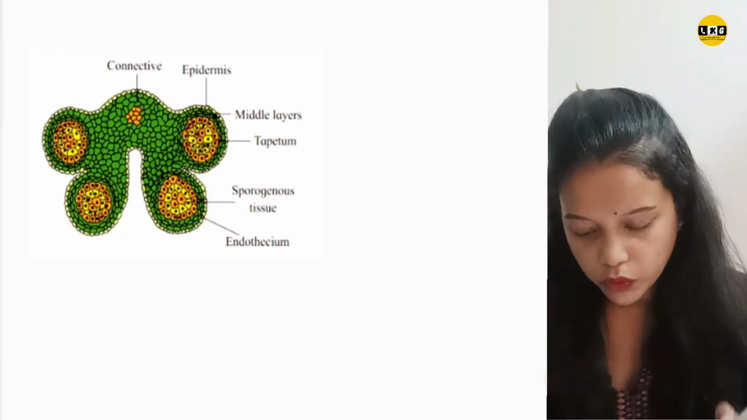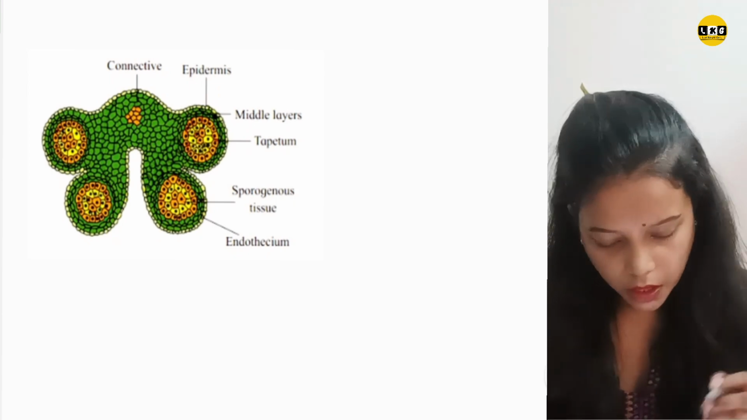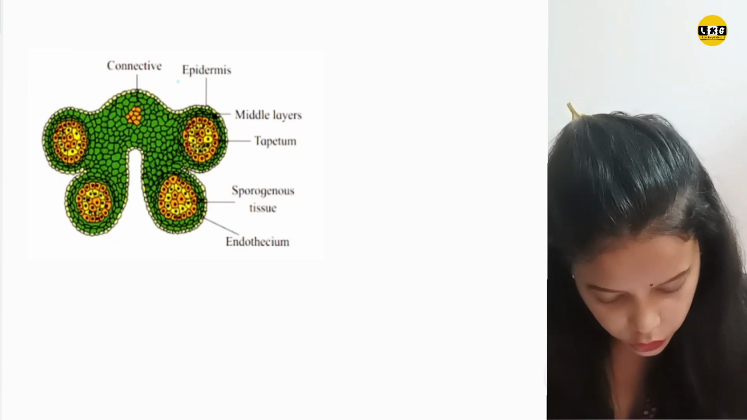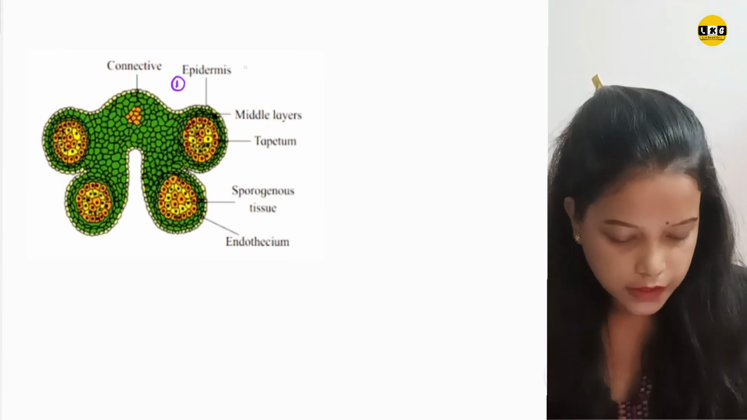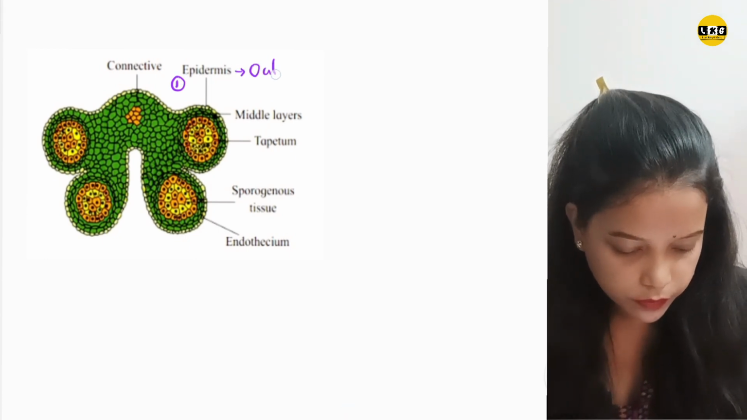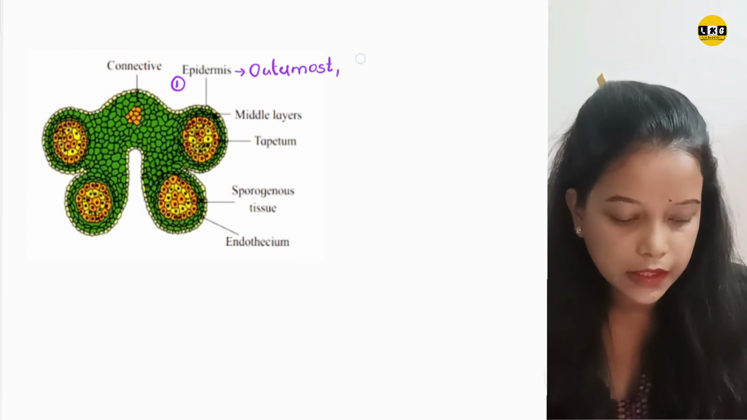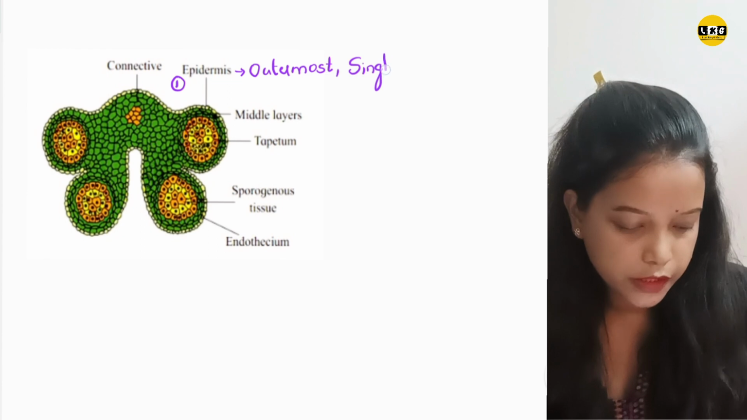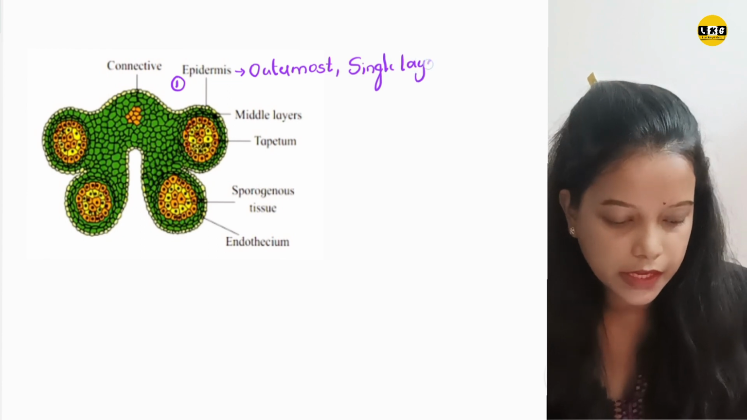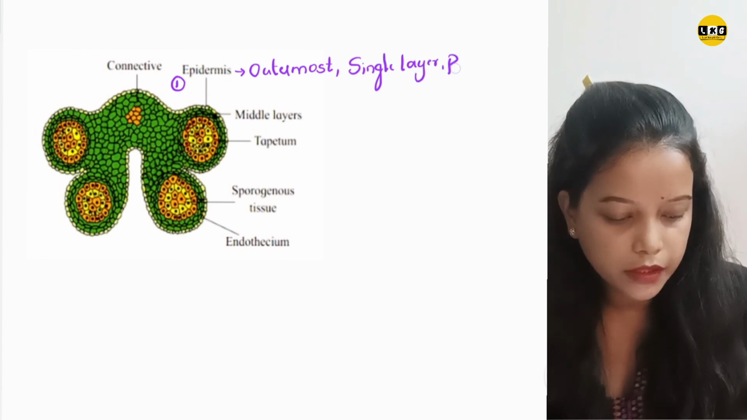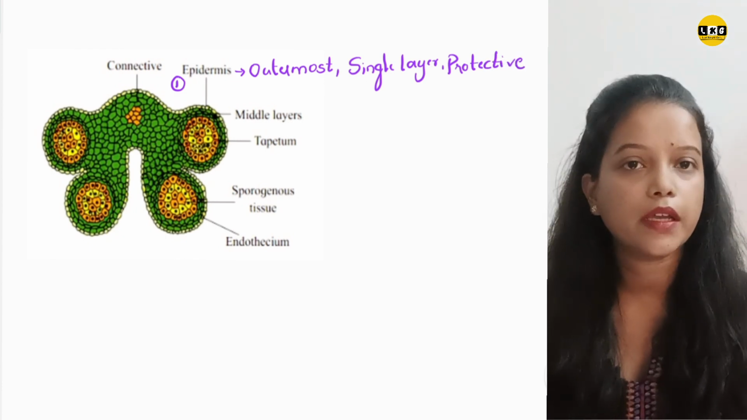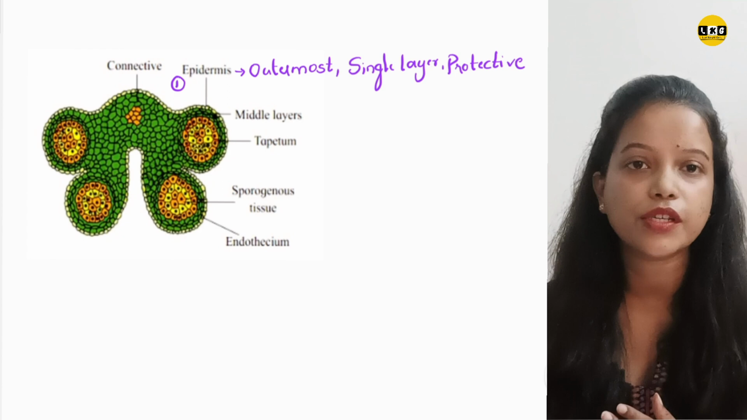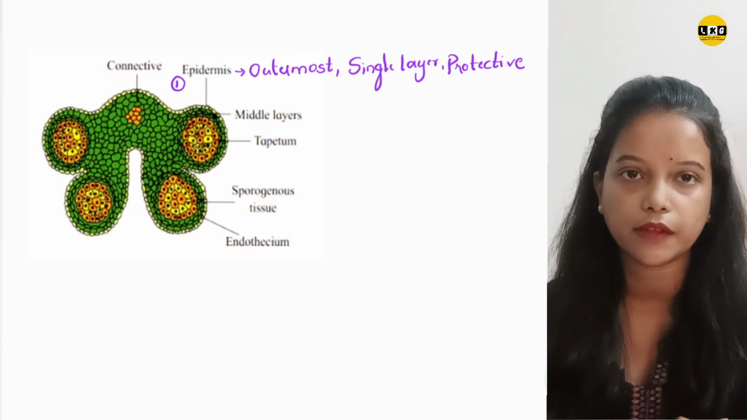So the outermost wall layer is known as epidermis. Epidermis is the first wall layer. It is outermost and it is single layered. It is made up of only one layer of cells and it is protective in function. Okay, so epidermis is the outermost layer, single layer and protective in function.